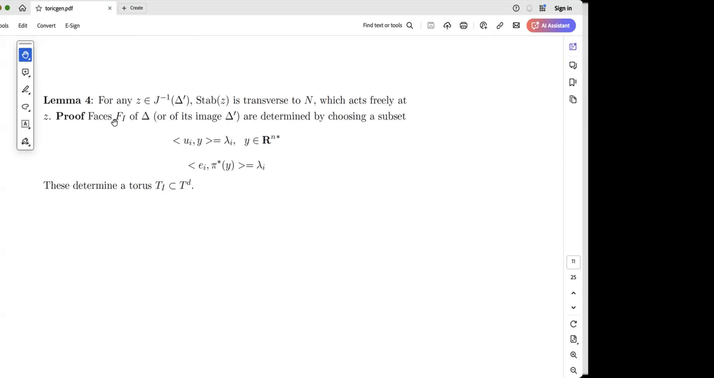This is because for faces f sub I of the polyhedron delta or of its image delta prime, these are determined by choosing a subset u sub I, comma y, which is equal to lambda sub I, for y in the dual of Rn, and E sub I, inner product of E sub I is equal to pi star of y. This is equal to lambda sub I. These conditions determine a torus T sub I in the bigger torus T sub D.